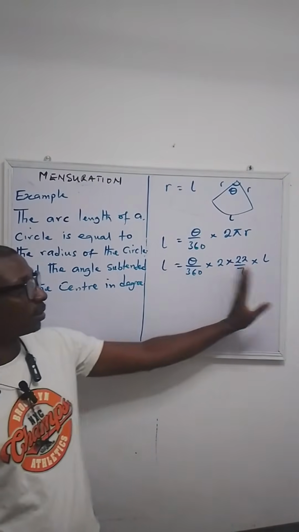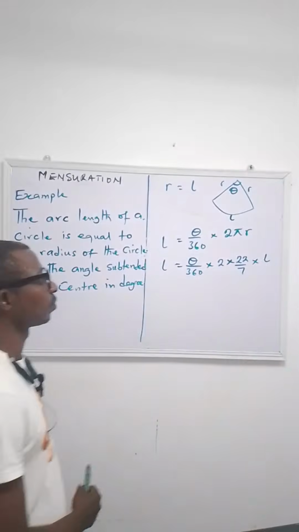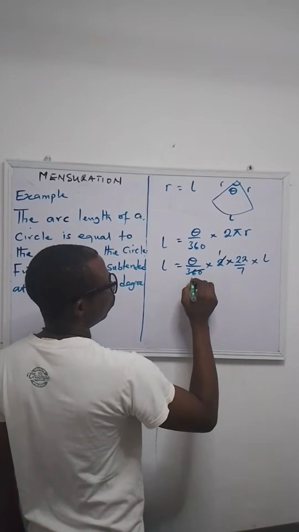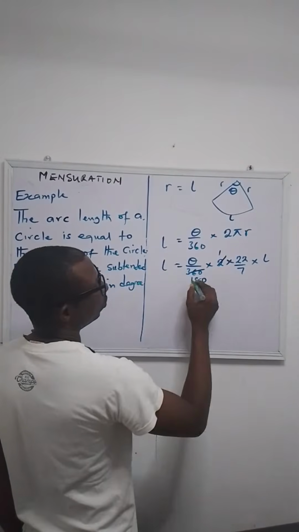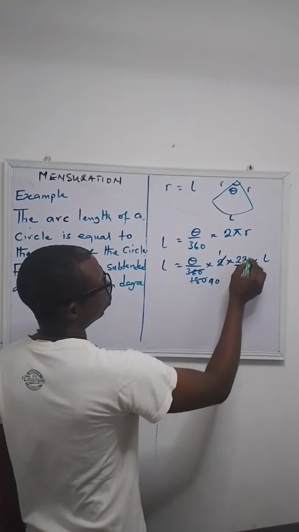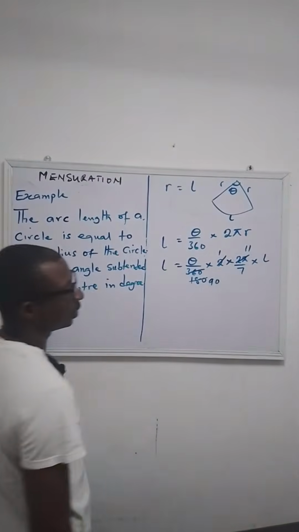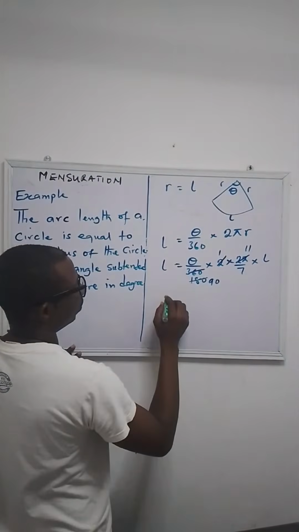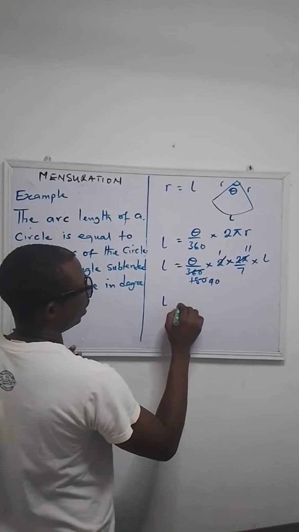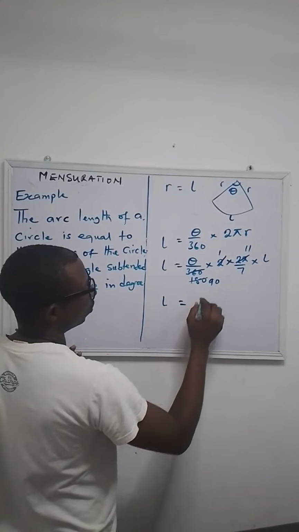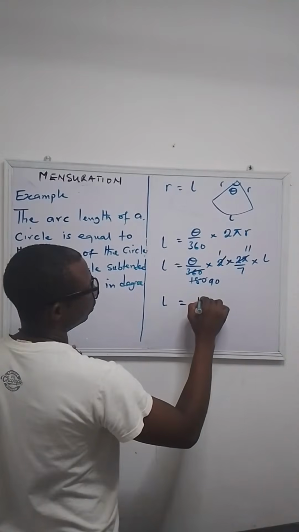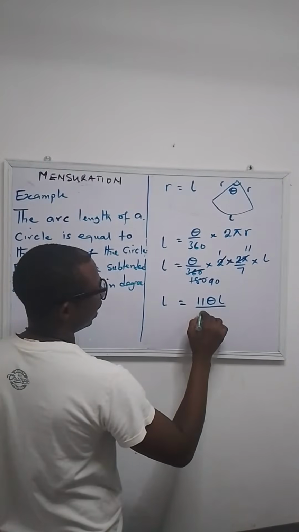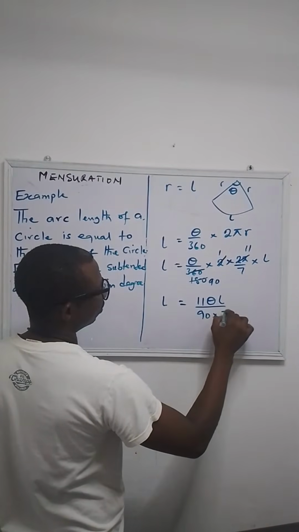Okay, now let's try and simplify this right hand side. 2 goes into 180 is 90. 2 goes into 22 is 11. Can you see that? All right. So now let us see what we have here. We have 11 L, which is the length of the arc, equals 11 theta L over 90 times 7.